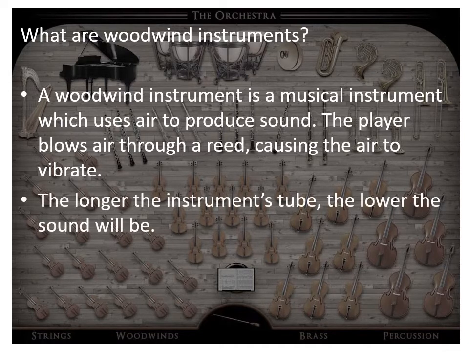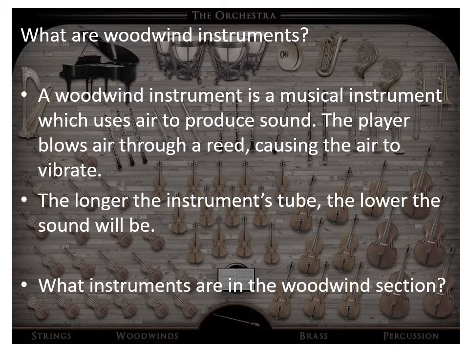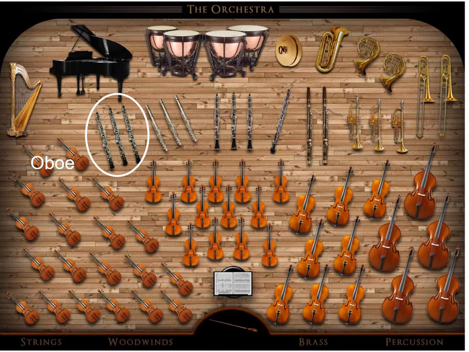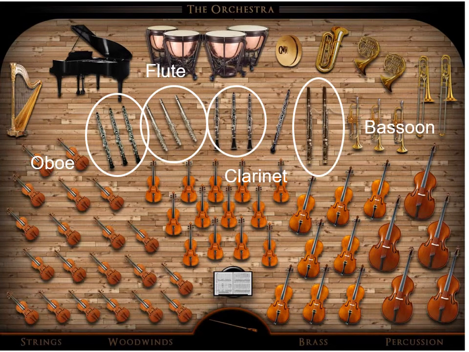The longer the instrument's tube, the lower the sound will be. So I hope you're noticing a pattern here. Same with the strings, the longer the lower, and it follows with our woodwinds as well. The longer the instrument, the lower the sound will be. So what instruments might we find in our woodwind section? Here we have our oboes. Next to the oboes are the flutes, our clarinets, and our bassoon.